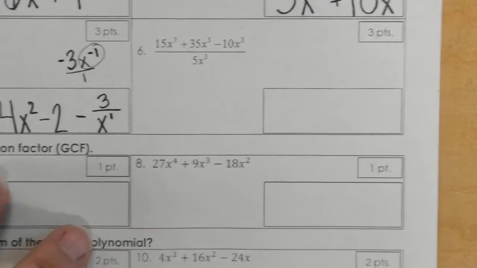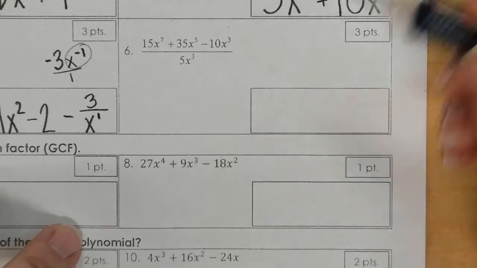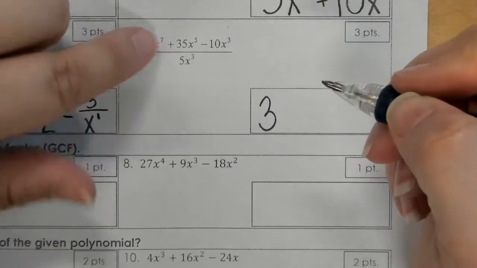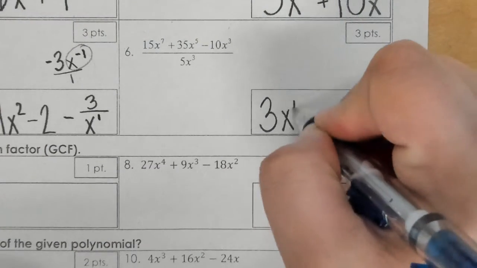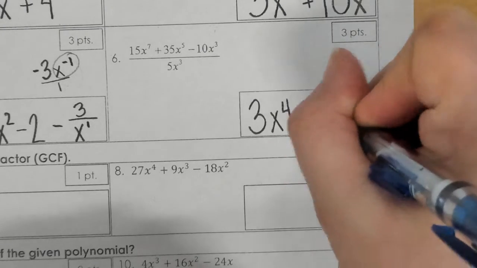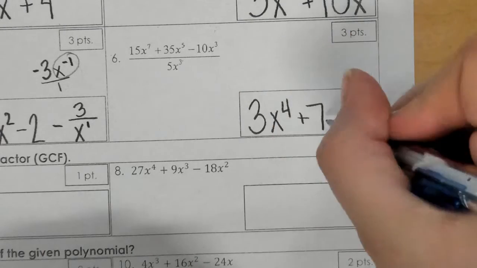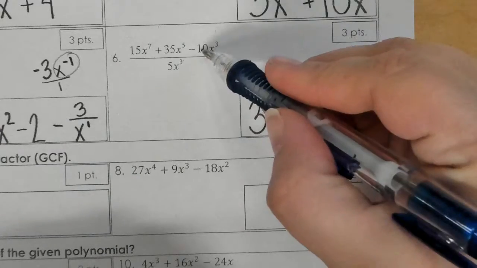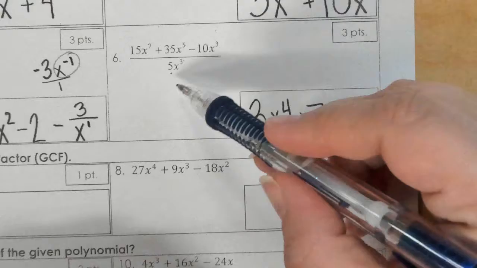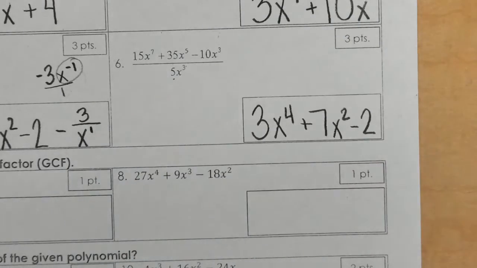In number 6, again, divide, subtract. So 15 divided by 5 is 3. 7 minus 3 is x to the 4th. 35 divided by 5 is 7. 5 minus 3 is x squared. Negative 10 divided by 5 is negative 2. And 3 minus 3 is 0, so I don't write that down.